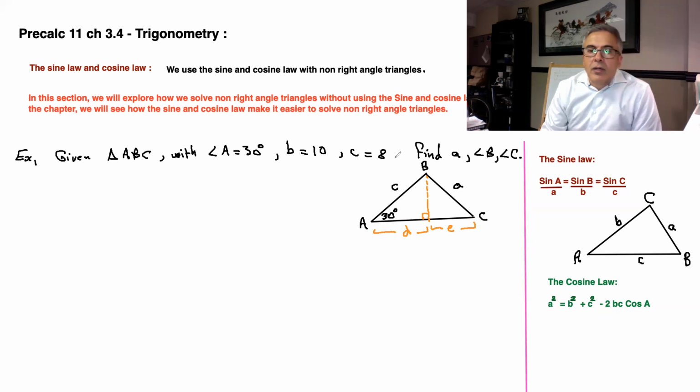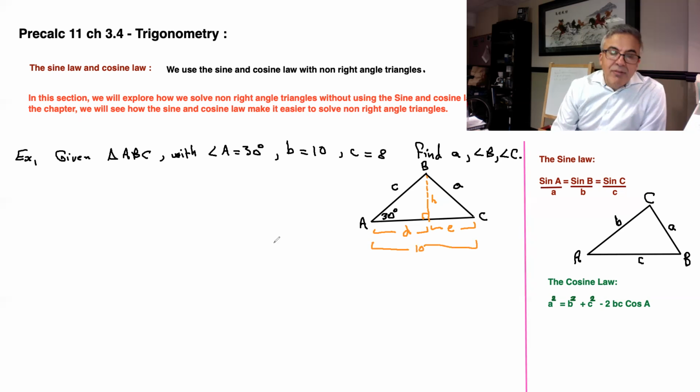Now, I'm gonna call this H, and therefore I need to find the height to be able to find the rest of this. Also, we're given that this whole length right there is 10. So definitely what I could do is use, hold on a second. I think I'm given C is 8, sorry. So C is 8. So I should label this as 8.